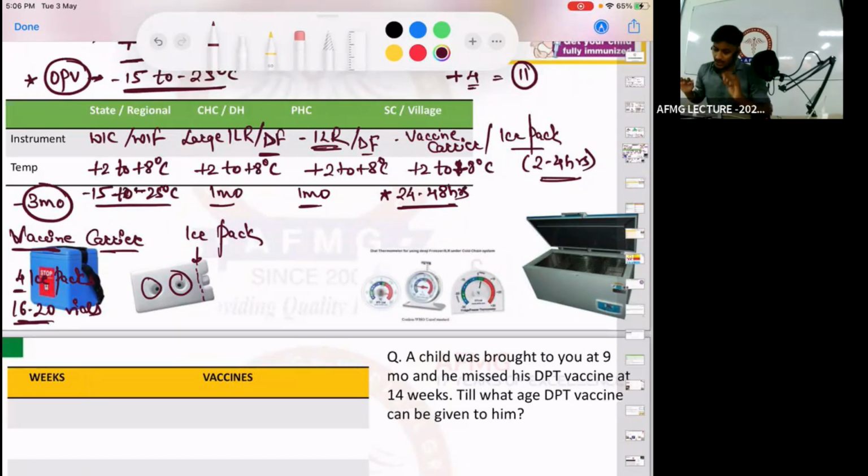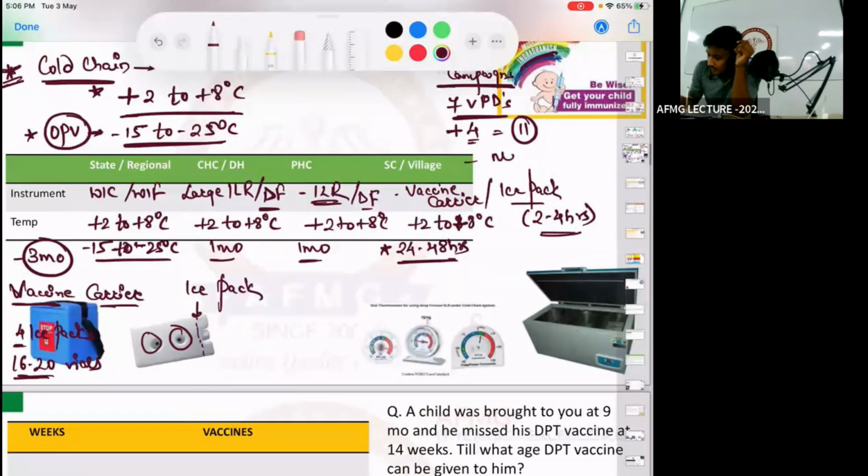No issues with this. And please let me know, maximum failure chances of cold chain are seen at sub-center and below. So if village is in the options, you will mark village first. If it is not an option, then you will mark sub-center. So maximum failure chances are at sub-center or village level.